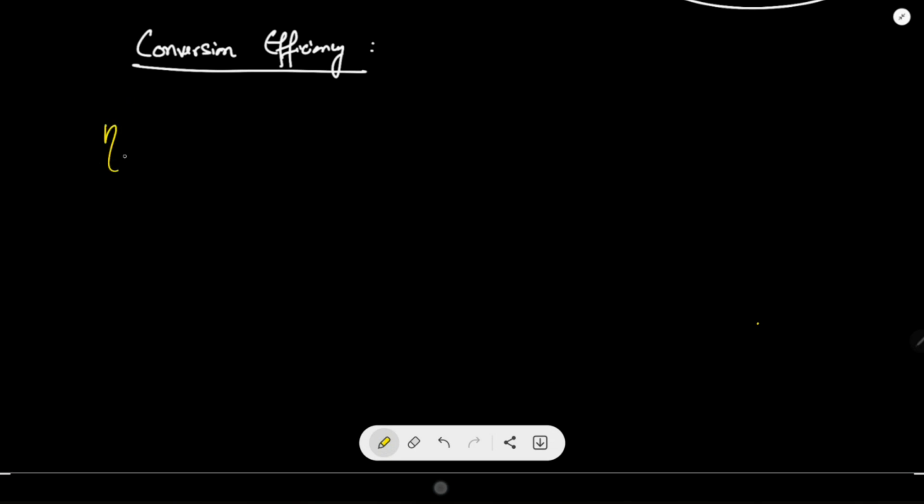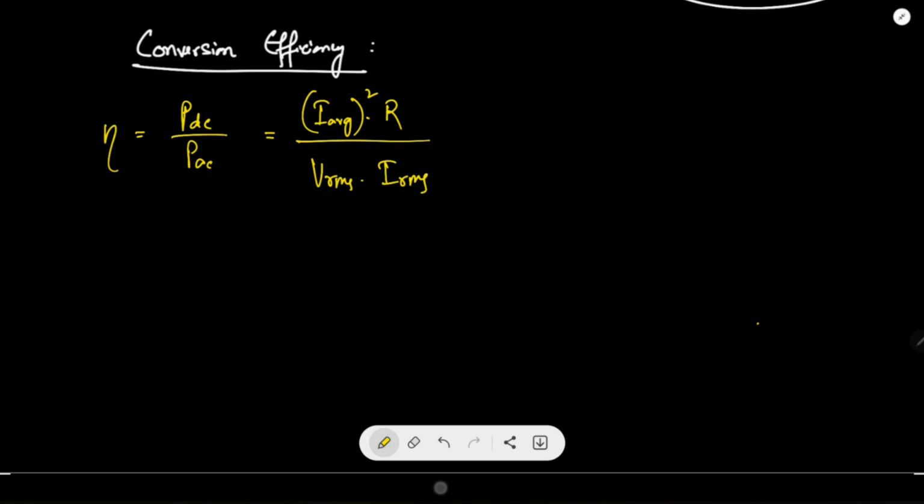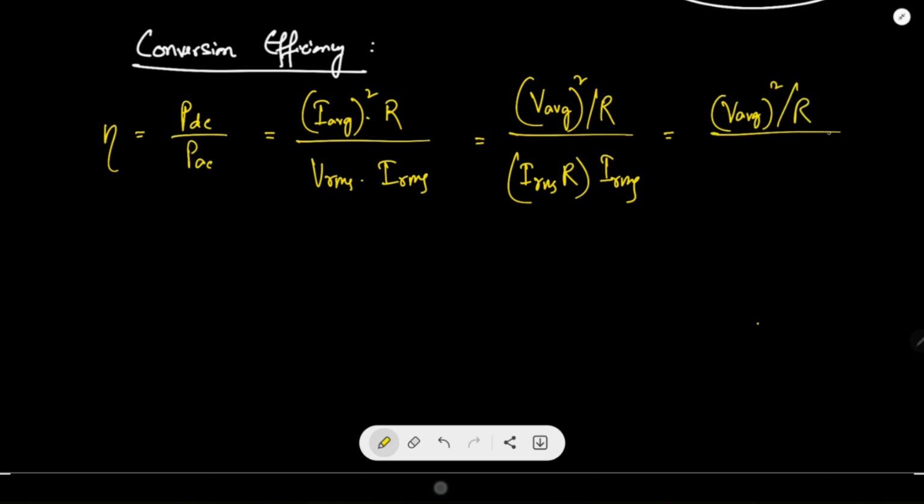This conversion efficiency we can represent in different forms. This was the formula, and this was equal to I average square R by I RMS square R. We can also write it as V average square by R. Here V is equal to I into R. We can even write that as V RMS square by R, V RMS into V RMS by R.